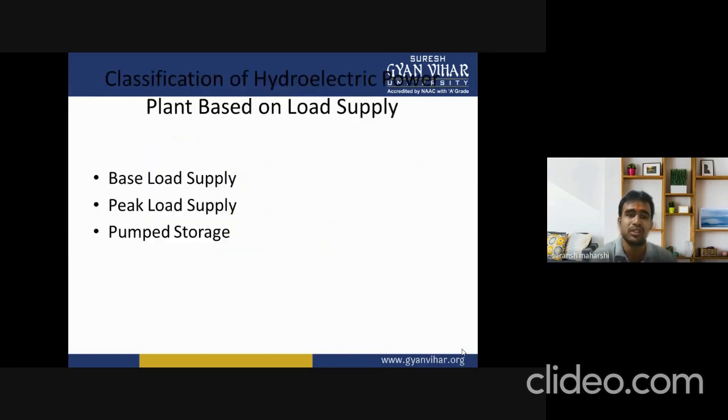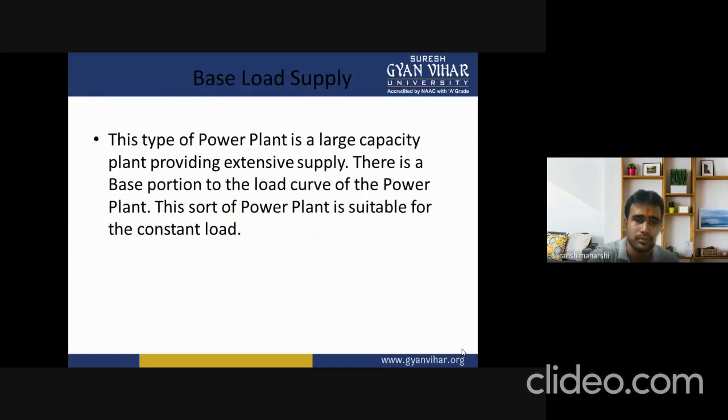Now we will consider the classification of hydroelectric power plants based on the load supply. Here we will consider three types: first is the base load supply, second is the peak load supply, and third is the pump storage. First of all, we will discuss the base load supply. This type of power plant is a large capacity plant providing extensive supply. There is a base portion of the load curve of the power plant. This sort of power plant is suitable for the constant load.